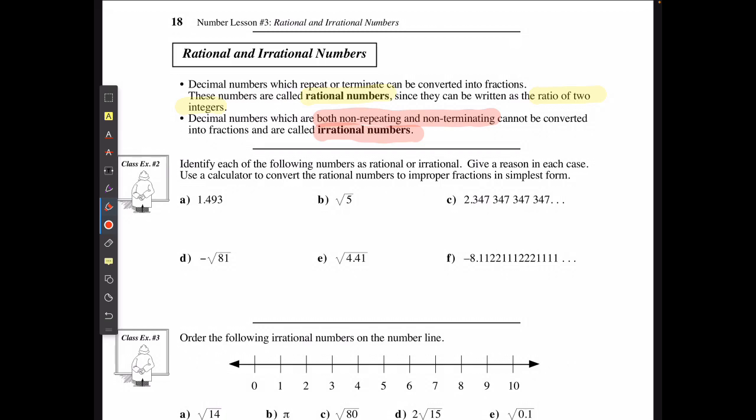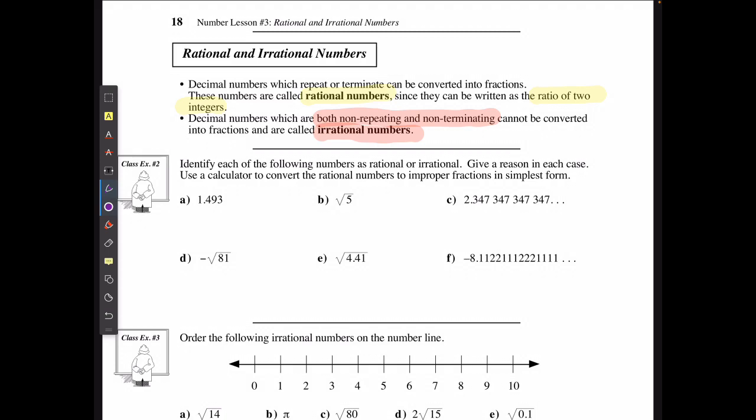Those are ones like the square root of 8, which I can't really represent as a decimal or as a fraction, because if I do it as a decimal, I'm going to have to round it at some point. If I try and put it as a fraction, it's impossible. It doesn't work. So, as long as it is non-repeating and non-terminating, it is going to be irrational.